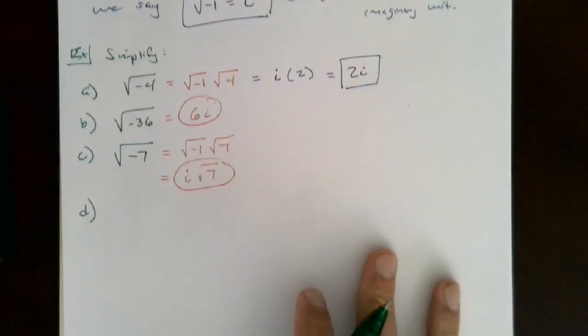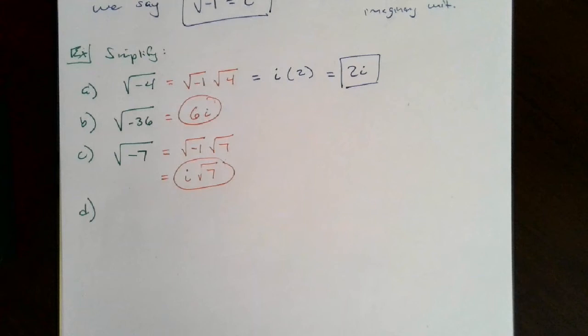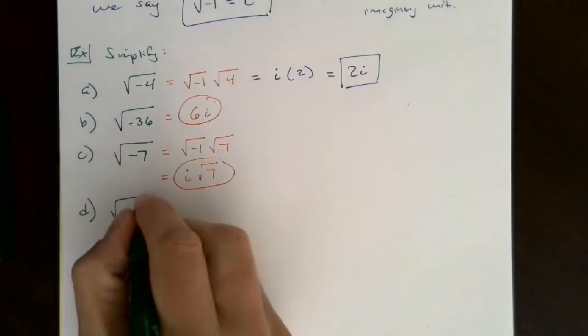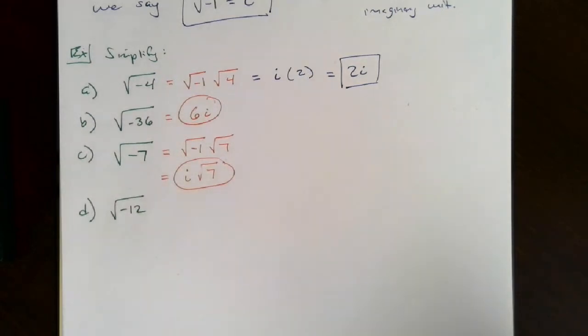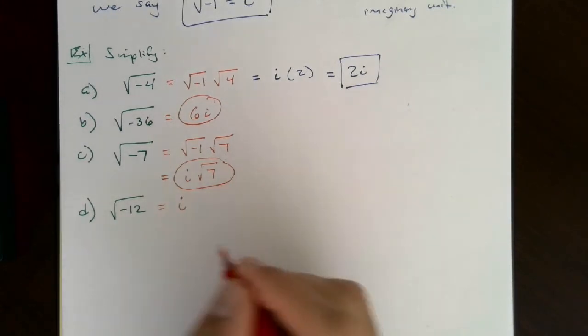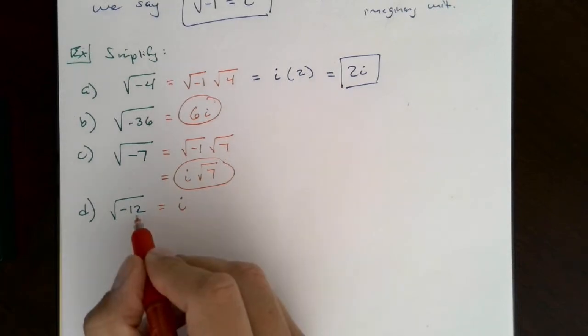So we are simplifying the radicals as we normally would. We just now, if we have a negative inside, take the square root of negative 1. If I said the square root of negative 12, let's try that one out. Well, the square root of a negative tells me it has a factor of i. And then the square root of 12.